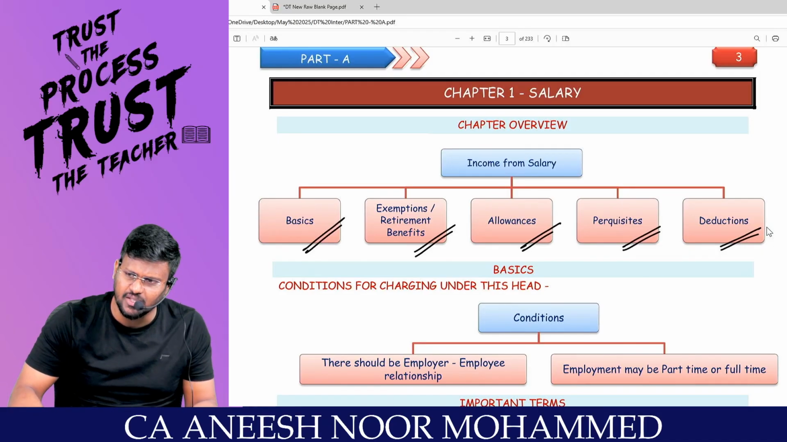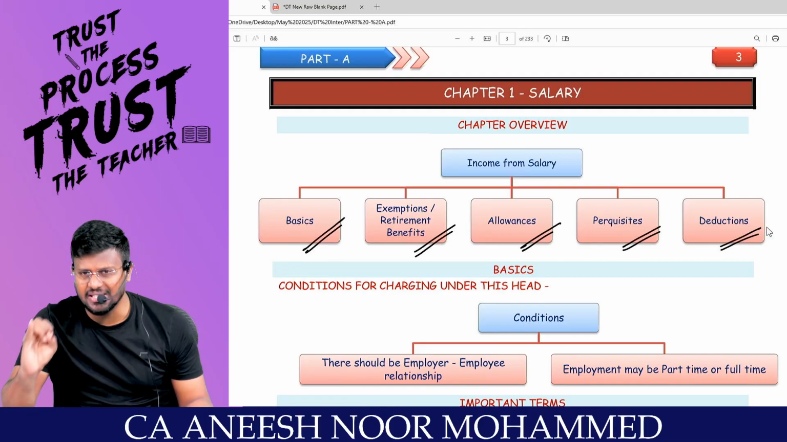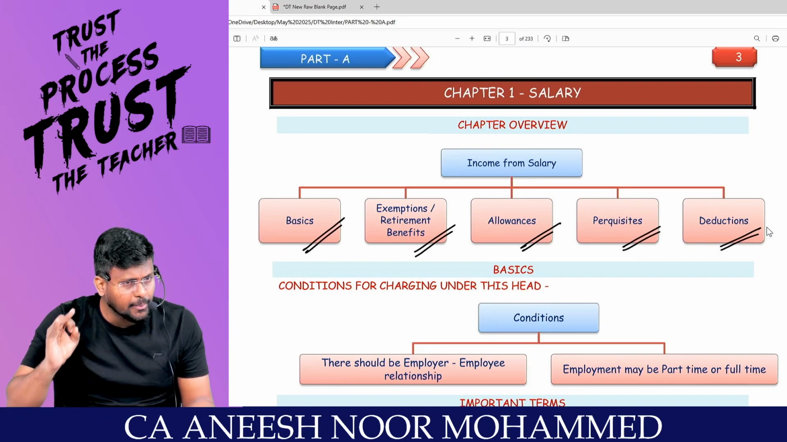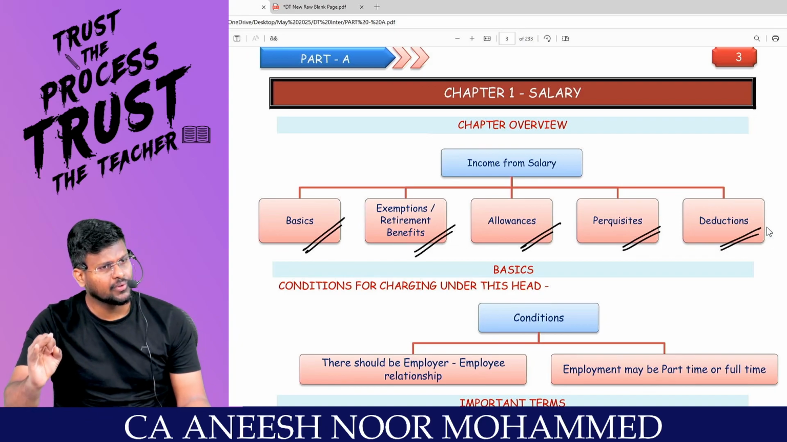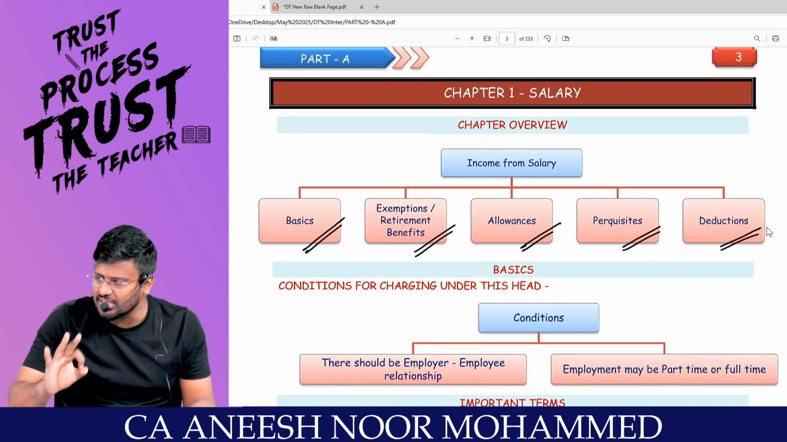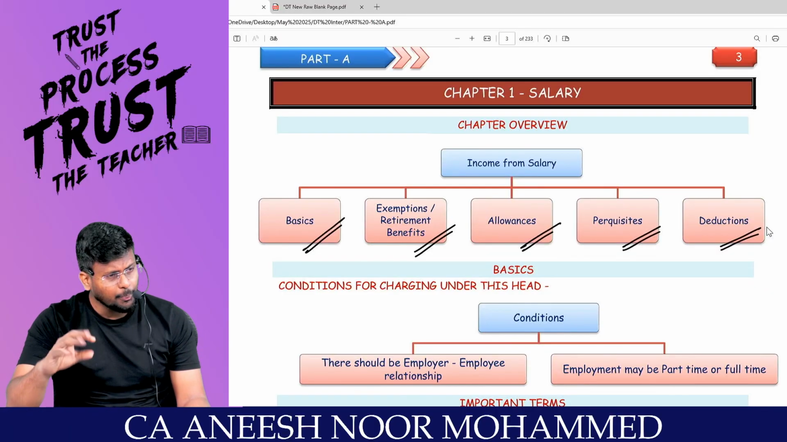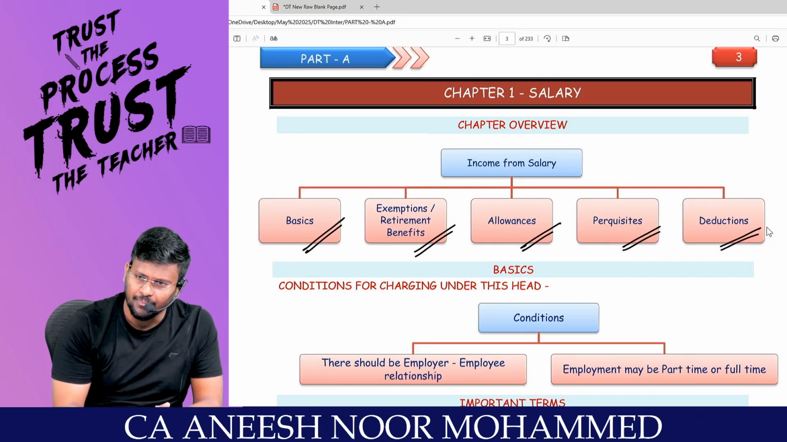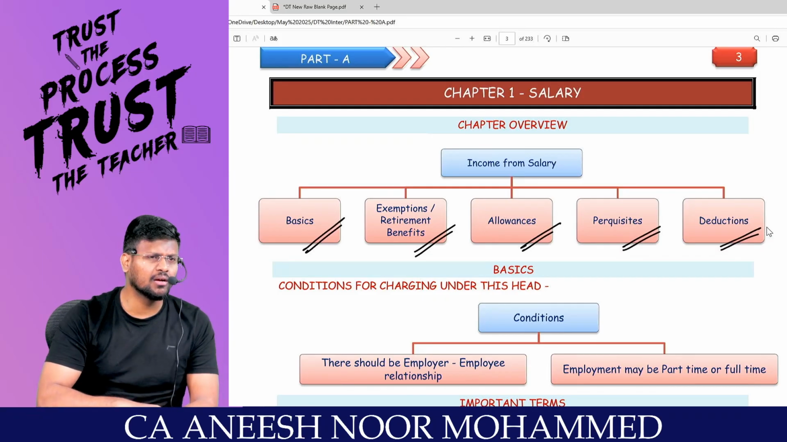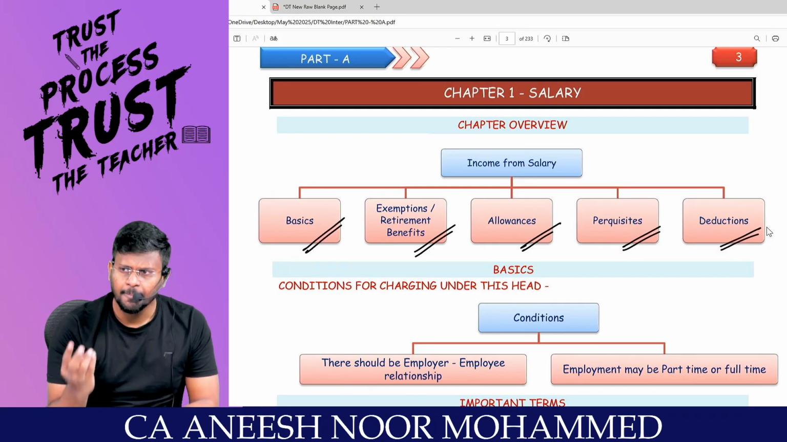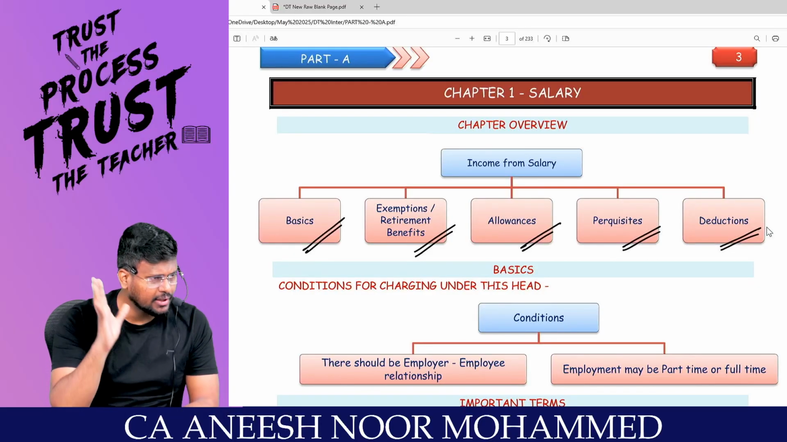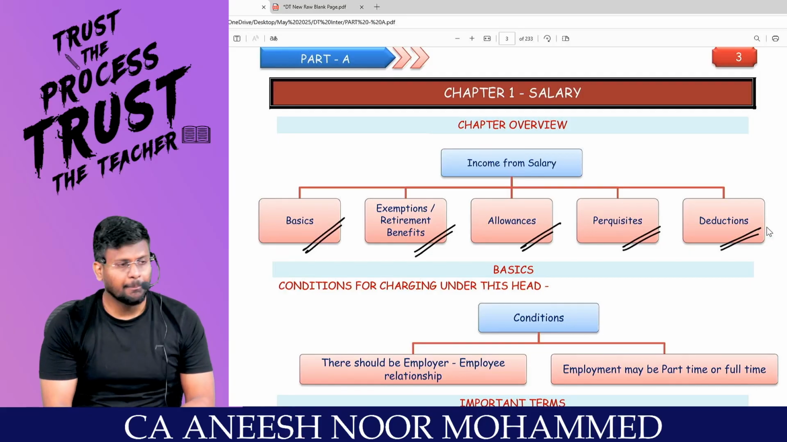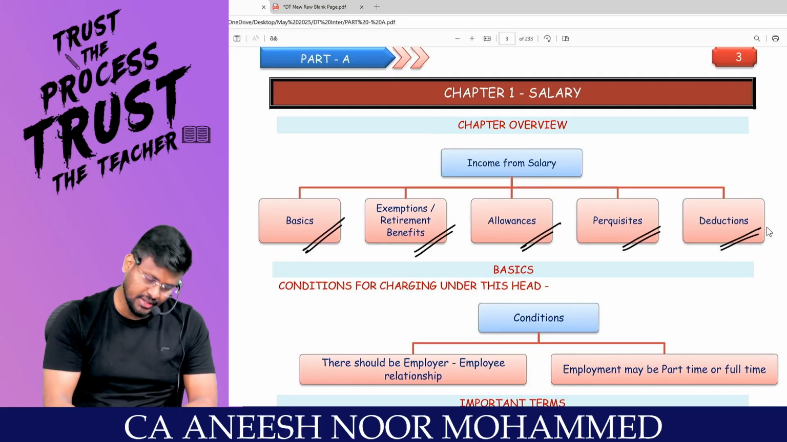Chapter salary is classified into number 1, basics. Number 2, exemptions or retirement benefits. Number 3, allowances. Number 4, perquisites. Number 5, deductions. Repeat once again. Number 1, basics. Number 2, exemptions or retirement benefits. Number 3, allowances. Number 4, perquisites. Number 5, deductions.